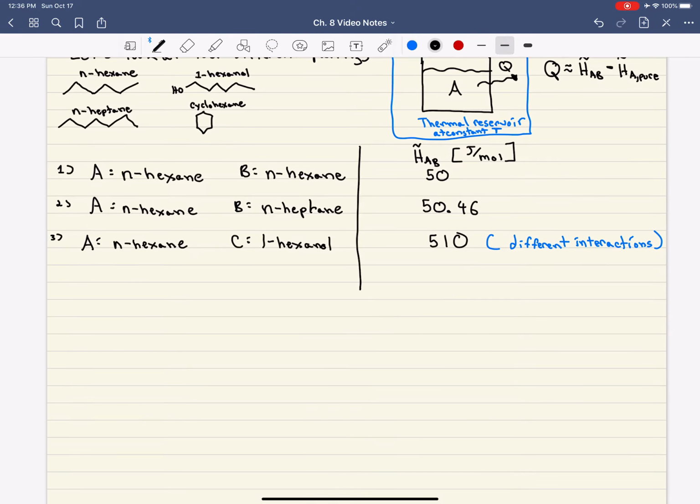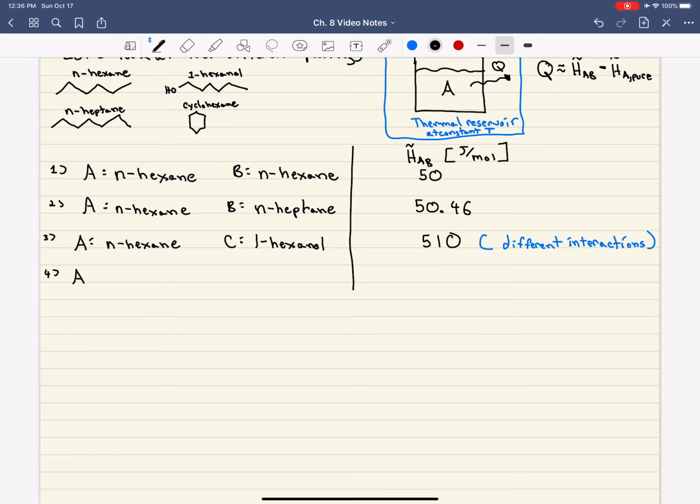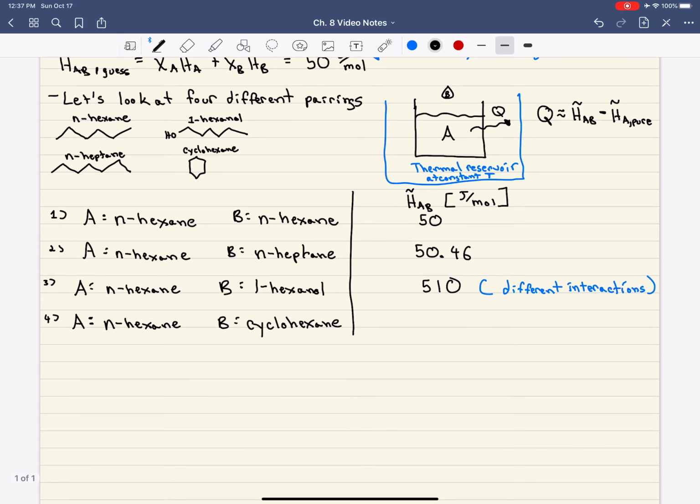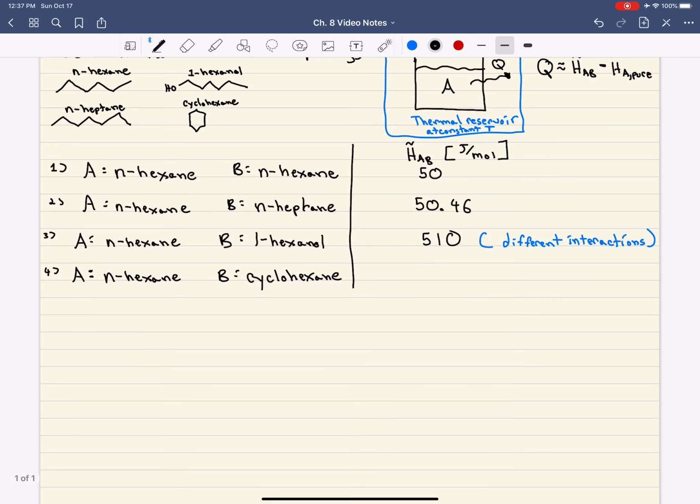And the last pairing we're going to look at is going to be N-hexane, oh, this should be B, N-hexane and cyclohexane. So in this case, cyclohexane is also made up of hydrogens and carbons. But if you did this measurement, you would see that the final HAB would be 266. So it's still much larger than the HA of the pure component.